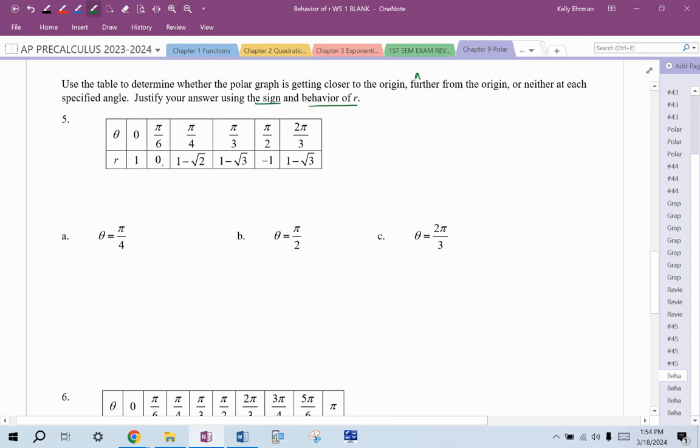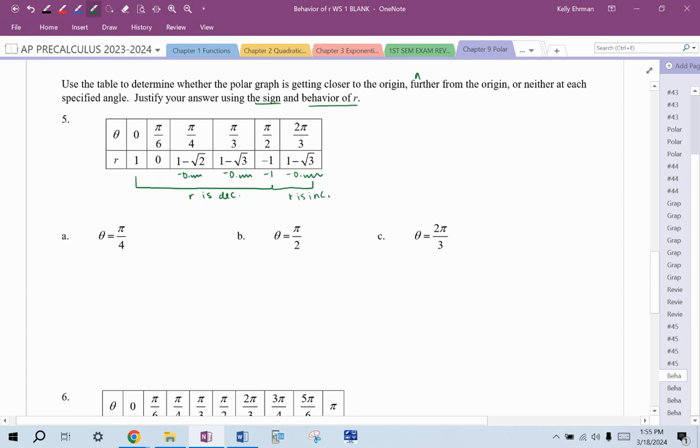From 1 to 0 is a decrease. From 0 to a negative is a decrease. From a negative to more negative is a decrease. And this is like negative 0 point something, and this is negative 0 point something, negative 1. And then 1 minus 1 point something is back to negative 0 point something. So this graph from 0 all the way to pi over 2, it looks like r is decreasing. But then pick up at pi over 2 out to 2 pi over 3, it looks like r is increasing.